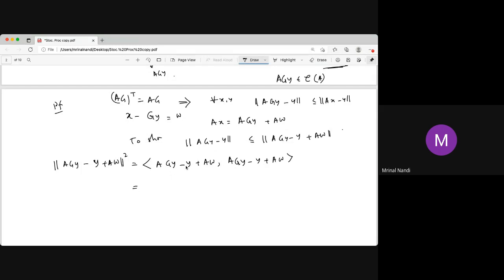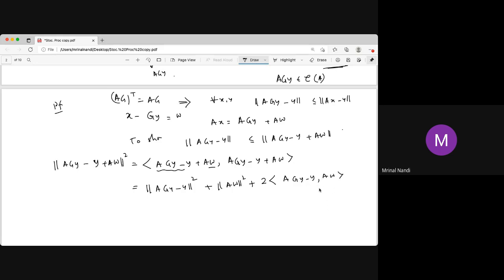So this is the inner product of a plus b with a plus b. You take one vector and this is another vector. So inner product of a with a, like a dot a, which is again the norm: AG minus y norm square. Then the inner product of b with b, which is norm of AW square. Now there is a product term, twice the ab term: twice the inner product of AG minus y with AW.